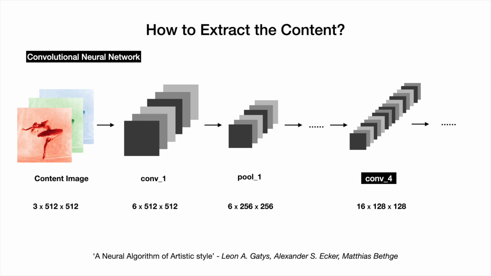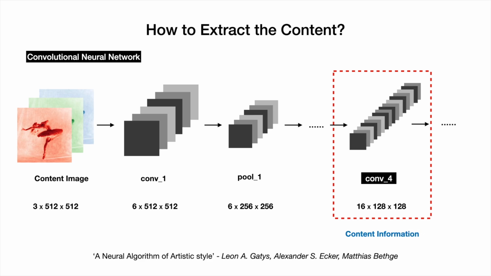Here is a typical structure and the working process of a convolutional neural network. As you can see in this example, the content image with shape 3 by 512 by 512 is transformed into different shapes at each layer of this network. To extract the content of the content image, we use the output of a layer to represent the image's content. In the paper, a layer named conv4 was used to extract the image's content. After that, we transfer this extracted content to the reconstructed image.